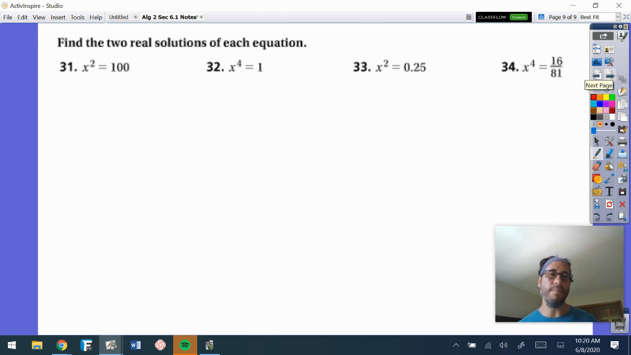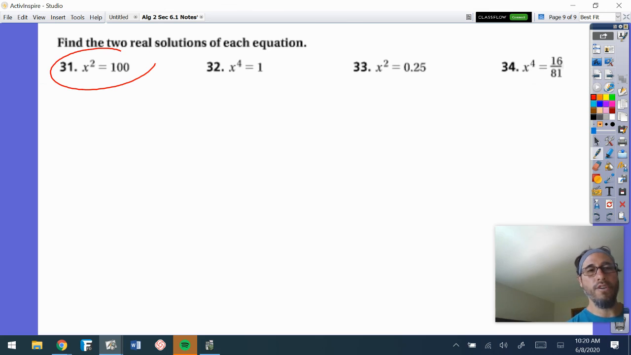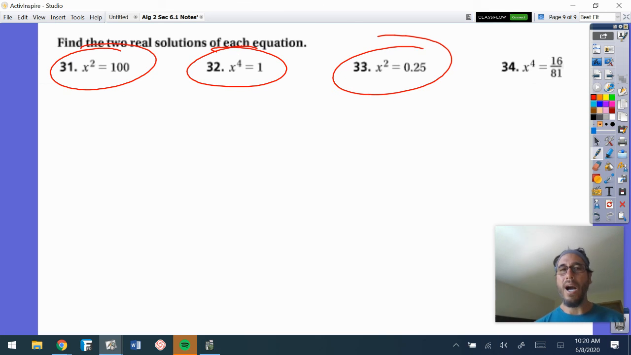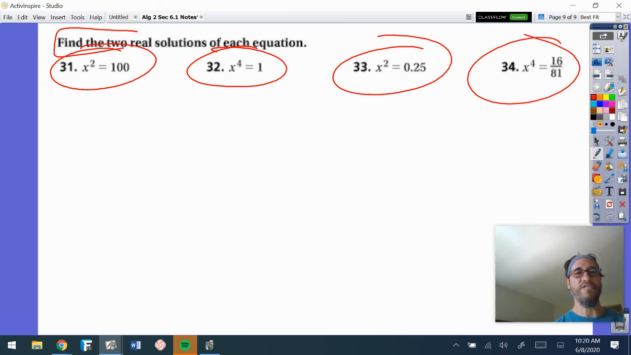Okay, this one's a little bit different. This goes back to like the beginning, right? And we're going to solve each one of these. It says find the 2 real solutions. If you notice, every single one of these has an even exponent. x squared, x to the 4th, x squared, x to the 4th. So how do we solve these?